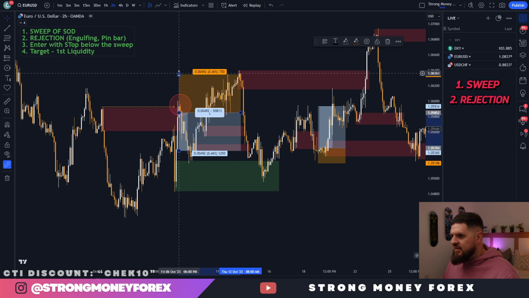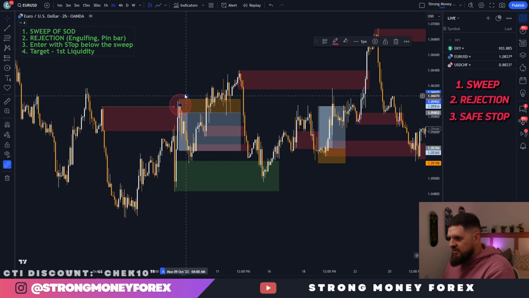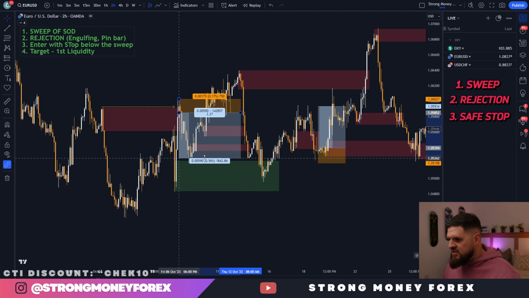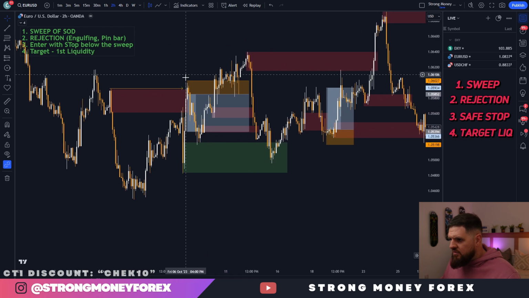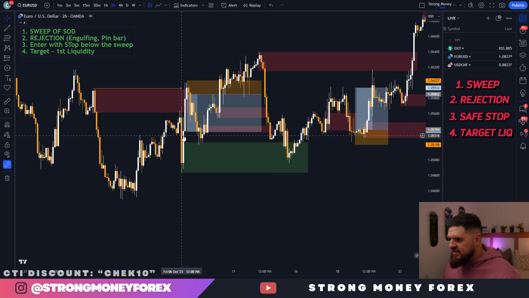We're going to enter here with a stop above the high of the sweep. Let's get rid of that, and then we're going to come down to the first liquidity point, which would have been that little low there. So you see that there, that's our first liquidity point there.